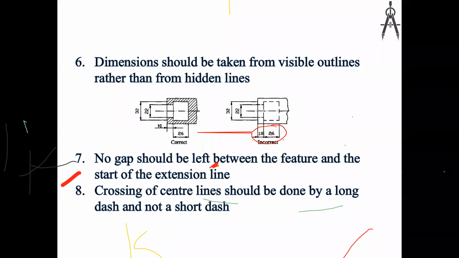For hidden lines, it's better to omit the dimensions. You can see these dimensions are written for these hidden lines. For visible outlines, it is better to draw the dimensions. Now we will study a new part, that is sectioning of solids, sectional views.